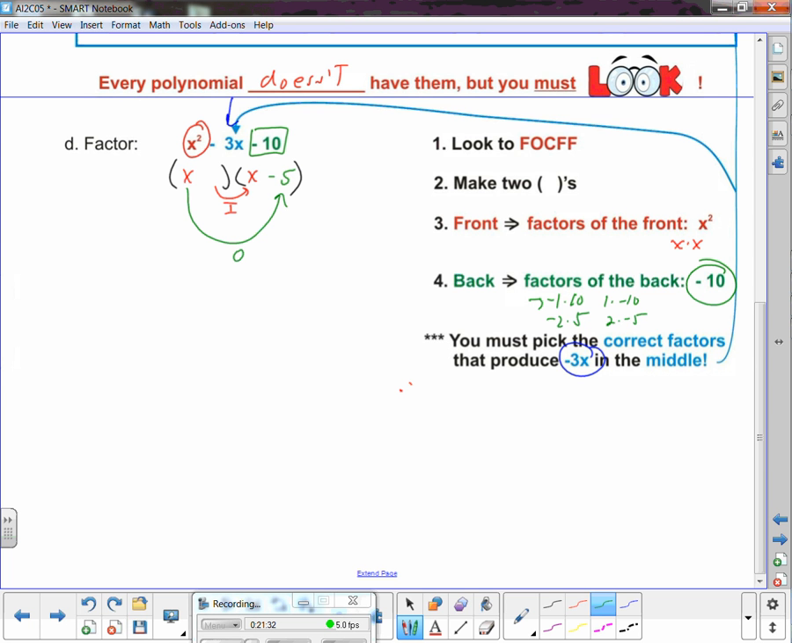Because here's what I'm doing in my brain. I'm saying, okay, an x times a negative 5 is a negative 5x. That means I got to put a positive 2 in the other spot. Positive 2 times x is a positive 2x. So again, when you do the check, the outers on these is a negative 5x, and the inners on these is a positive 2x. And sure enough, that gives me my negative 3x. Therefore, I factored it correctly. It's all about the middle.